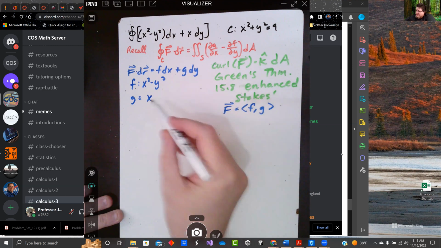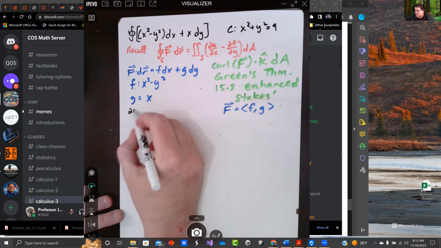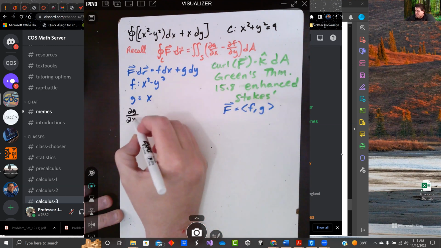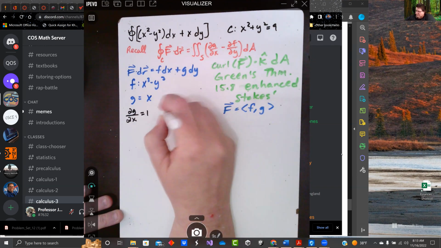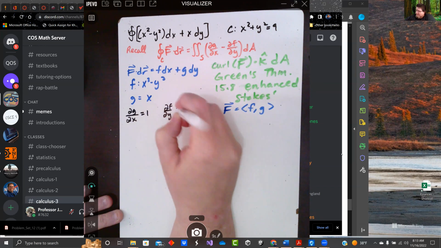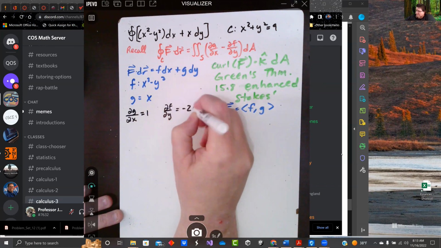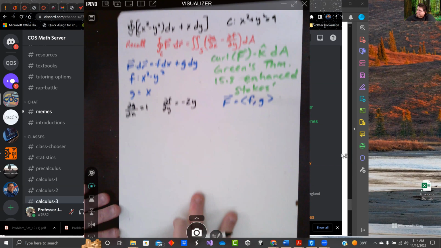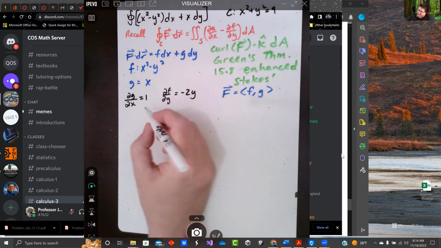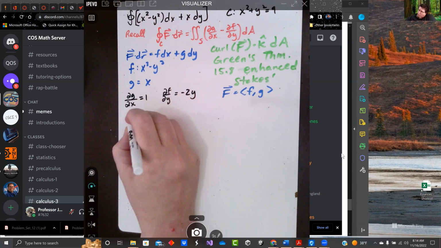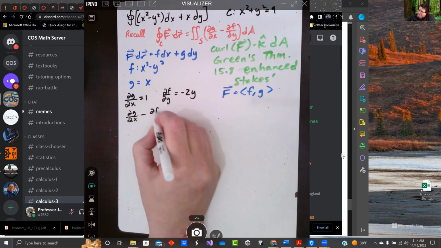So G here is x. If we do dG/dx, we're getting 1. And if we do dF/dy, we're getting negative 2y. So 1 minus negative 2y would be 1 plus 2y for dG/dx minus dF/dy.